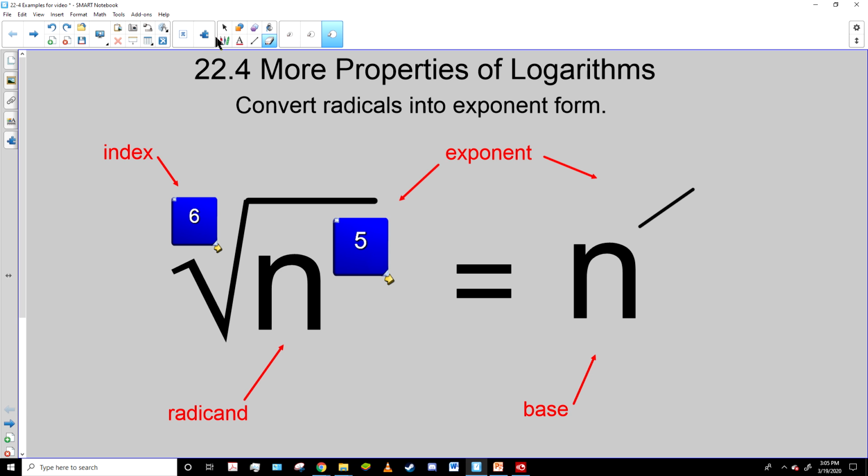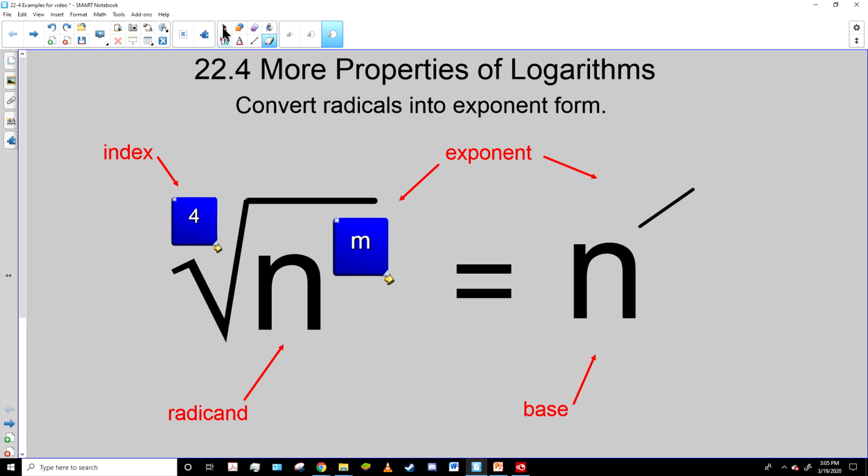Let's try a couple more. This time we have a letter. That doesn't matter what these values are. The index number is 4, so it goes on the denominator. And the exponent is m, so it goes on the top. And there you go. The fraction is m over 4 for the exponent.